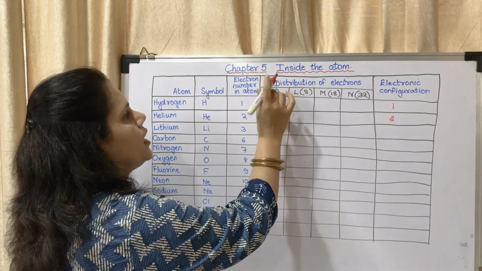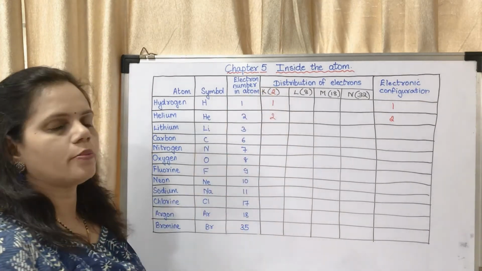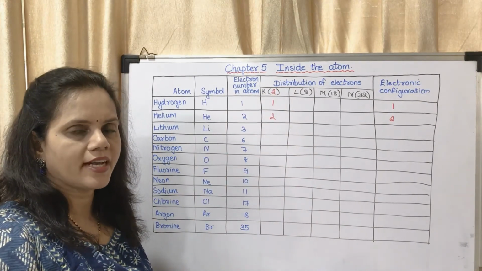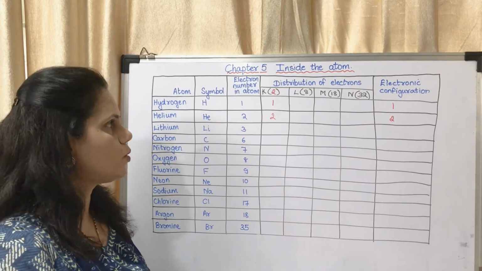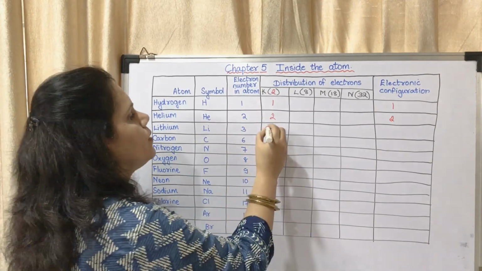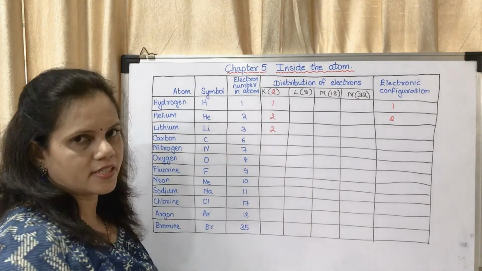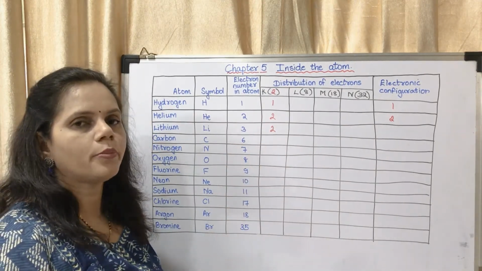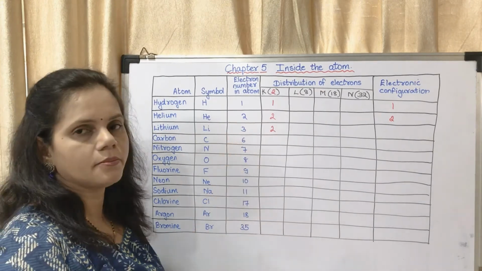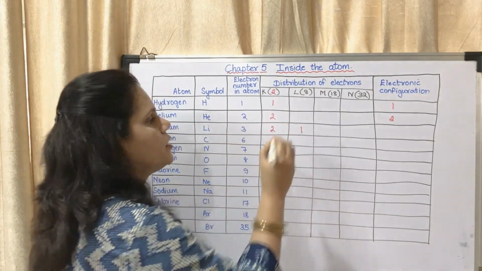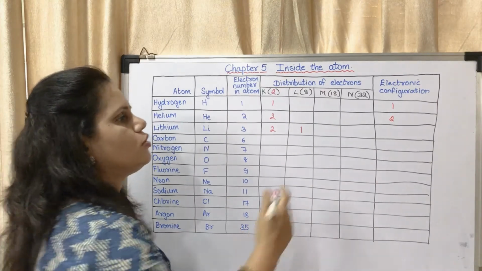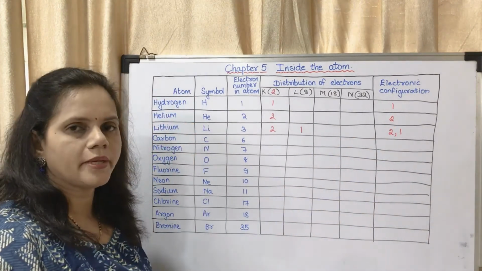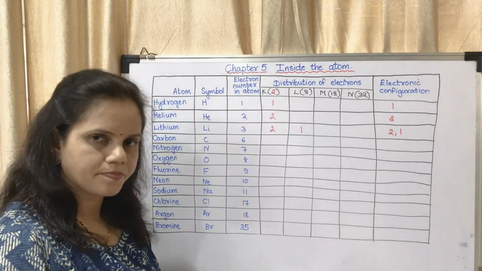Because in the K shell, the maximum number of electrons which could be accommodated is 2. So only 2 will get accommodated in the first shell, that is the K shell. Okay, 2 you have written. How many are remaining? 1 is remaining. So I will put that 1 in the next shell. So what will be the electronic configuration? The electronic configuration will be 2, 1.